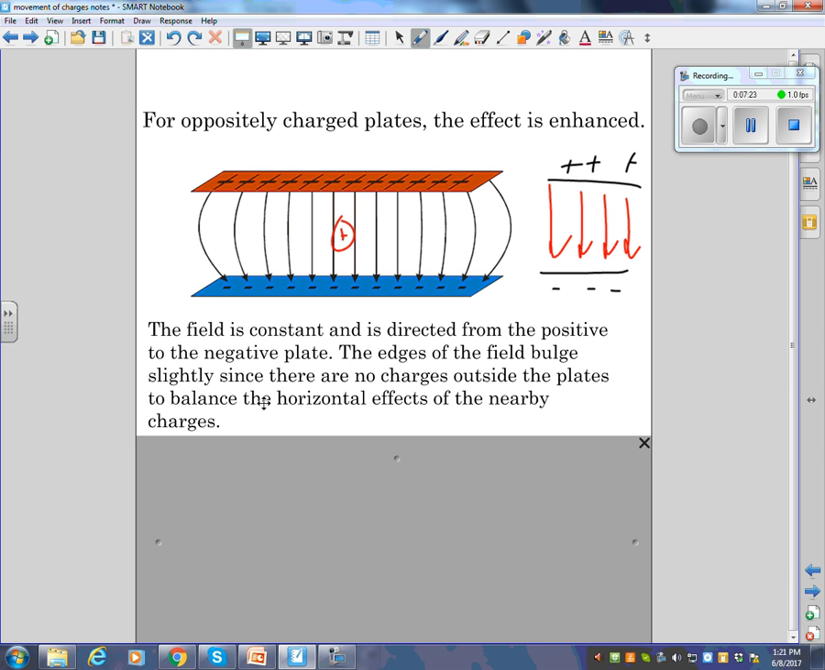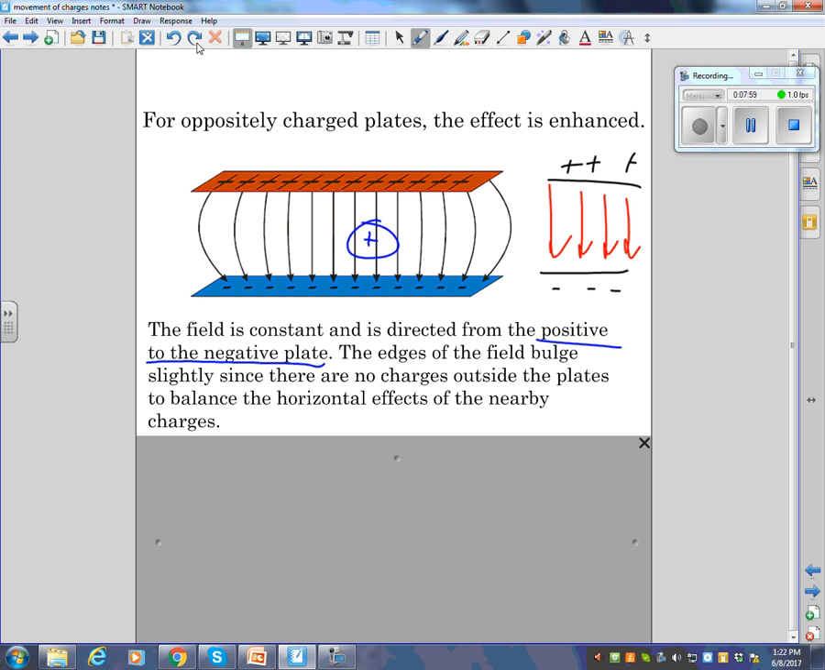The field is constant and directed from the positive to the negative plate. That is something you need to know. From positive to negative. It's always like that. Always from positive to negative. And that's the deal because we use what charge to test it? We use a positive test charge. Scientists throughout the world have agreed we're going to use positive test charges, which means it's going to be pushed away from positive and attracted towards negative, right? It's just a convention, just an agreement, like red lights mean stop.